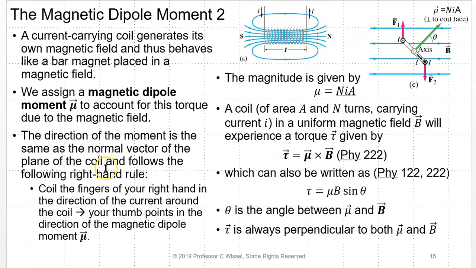The direction of the moment is the same as the normal vector of the plane of the coil and follows the following right-hand rule. Coil the fingers of your right hand in the direction of the current around the coil. Your thumb will point in the direction of the magnetic dipole moment mu.